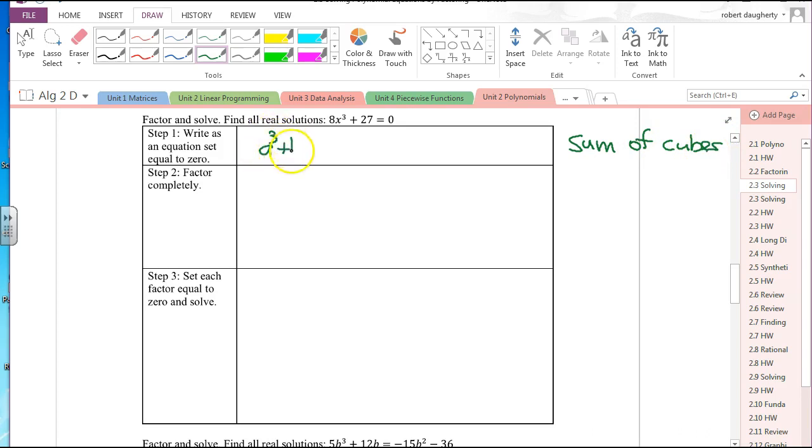So a cubed plus b cubed, that is a plus b times a squared minus ab plus b squared. That is how you factor the sum of cubes. The way we remembered this was this sign is the same, this is the opposite, and this is always positive. We have that acronym SOAP. So if I look at this plus sign, this sign is the same, that's opposite, that's always positive.